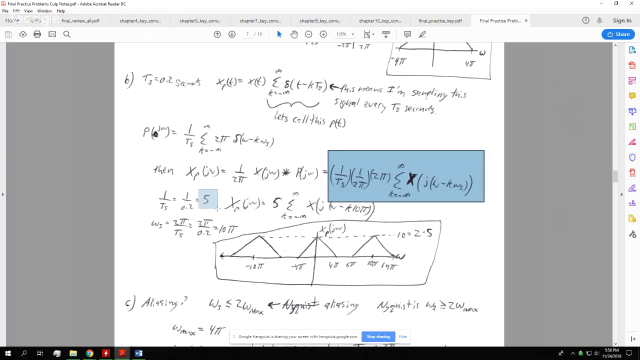Now I plugged in my value, so 1 over 0.2 becomes 5, and I plugged that in here. The 2 pi cancels with this 2 pi, so I didn't put a 1 here, but implicitly there's a 1 there.